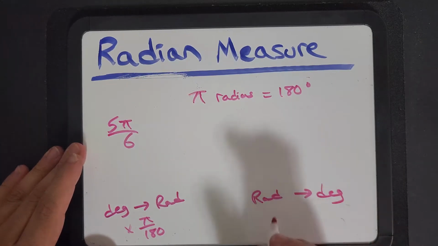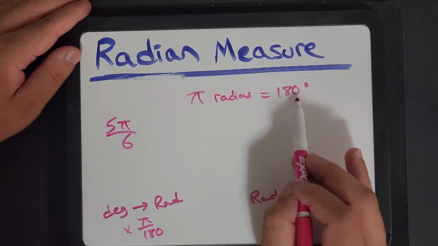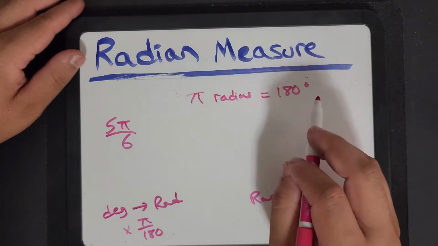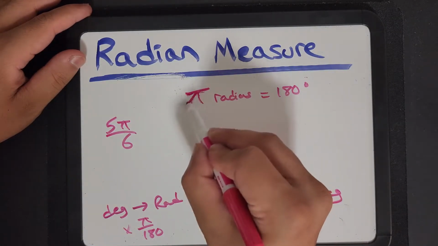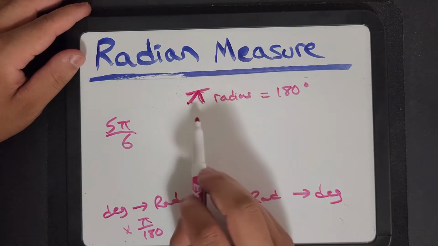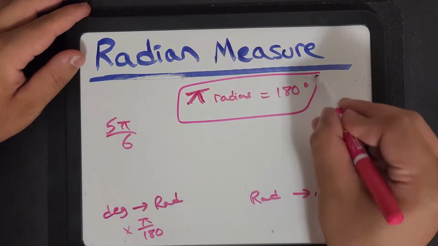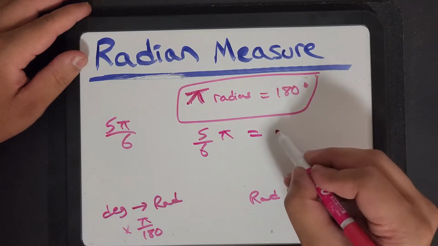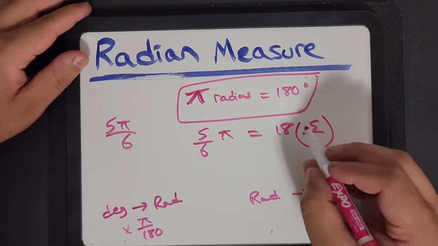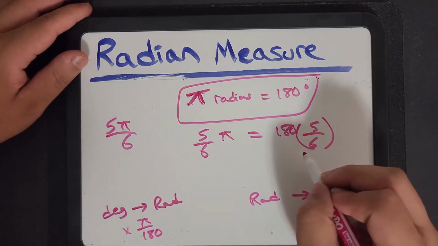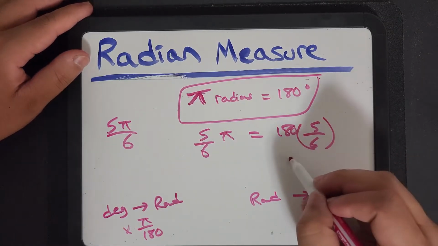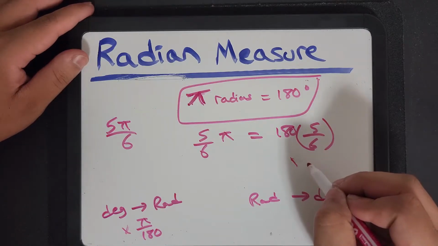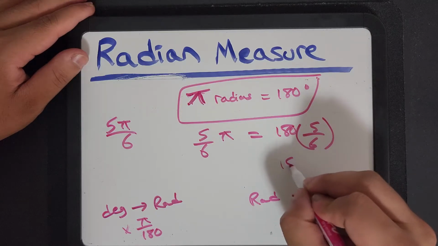Actually, wait. Let me prove it first. So we have pi radians equals 180 degrees. I'm just going to multiply it here. Looking at this formula right here, I'm just going to take this 5 over 6 and put it into here. Pi equals 180, 5 over 6. And that will leave me with 5. Well, if I divide the 180 by 6 here, I should get 30 degrees times 5, it's 150 degrees.